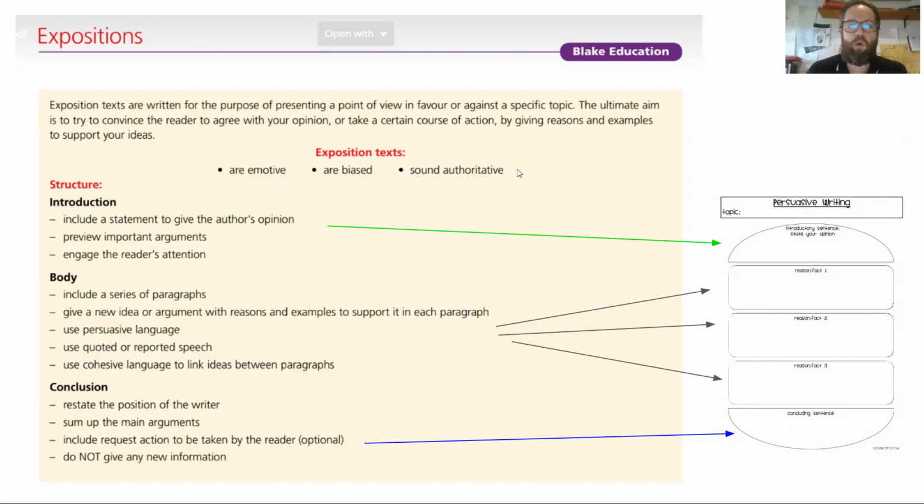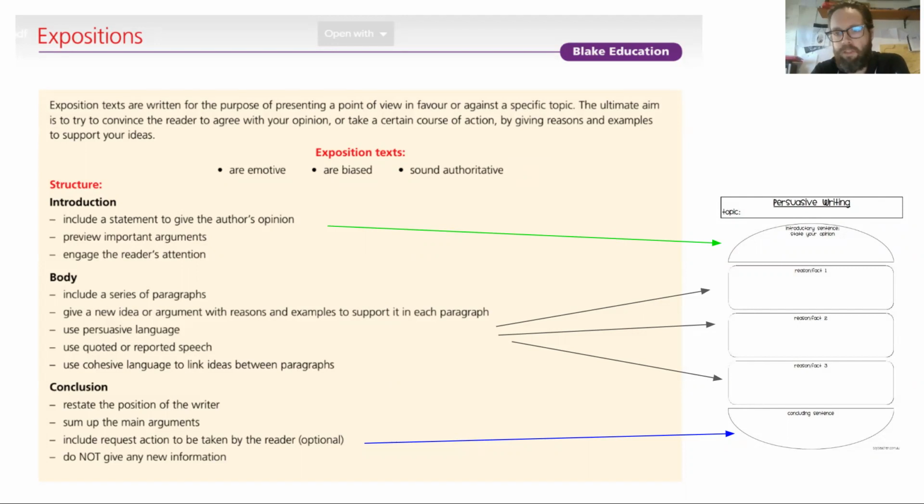And they sound authoritative. Authoritative. An interesting and long word. And what it means is it sounds like you have authority, or it sounds like you know exactly what you're talking about as an expert. Okay, we respond to people who have an authoritative voice because they sound like they know what they're talking about and they are in charge, and we should respect their opinion.